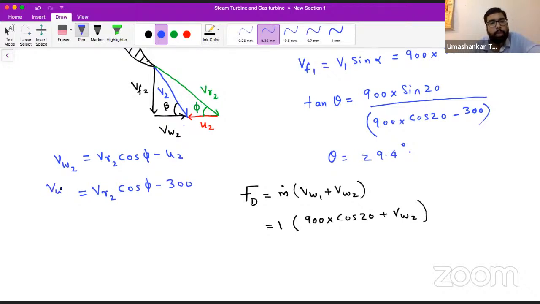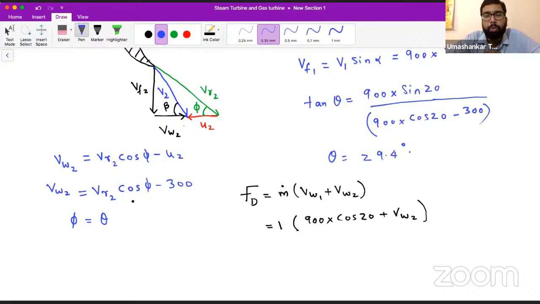So what do we not have? We do not have VR2, we do not have phi. Phi is equal to theta in this case, as nothing is mentioned, so I am considering it as symmetrical blading. In an impulse turbine, if nothing is mentioned, you can take the blade as symmetrical, or you can say equiangular.